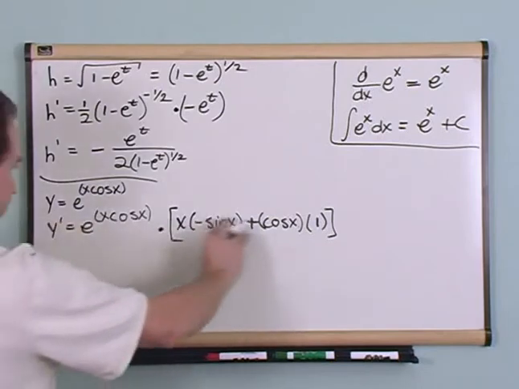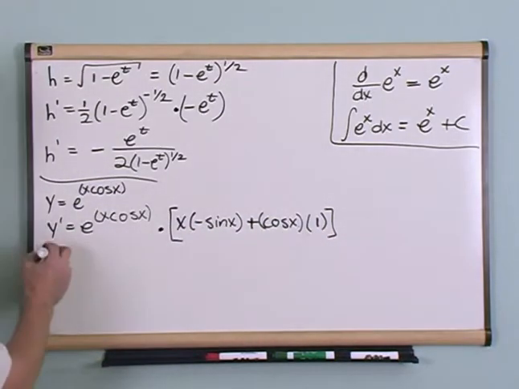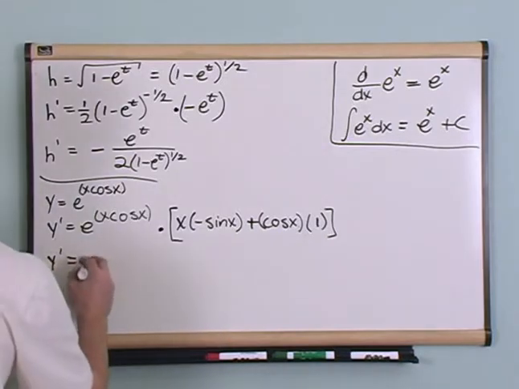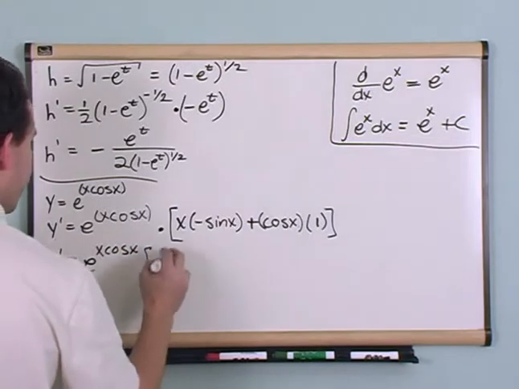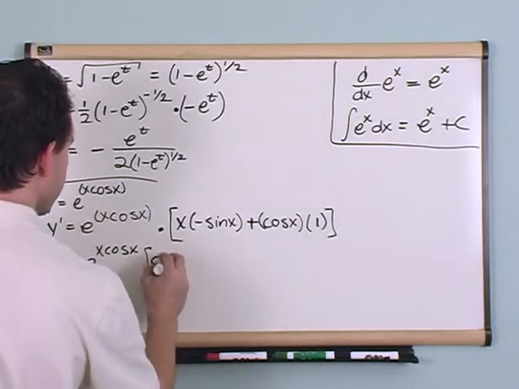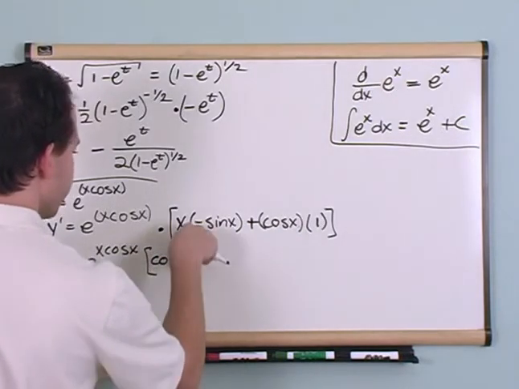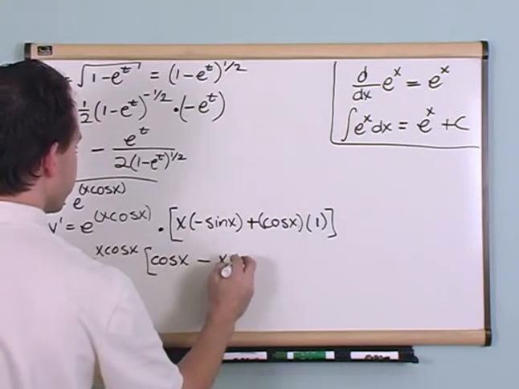You've essentially found the answer at this point. That's it. But you just have to kind of collect terms and simplify from there. So the way I just did it on my paper is x cosine of x times, and I just wrote this in reverse order, cosine of x minus, from this minus here, x times the sine of x.